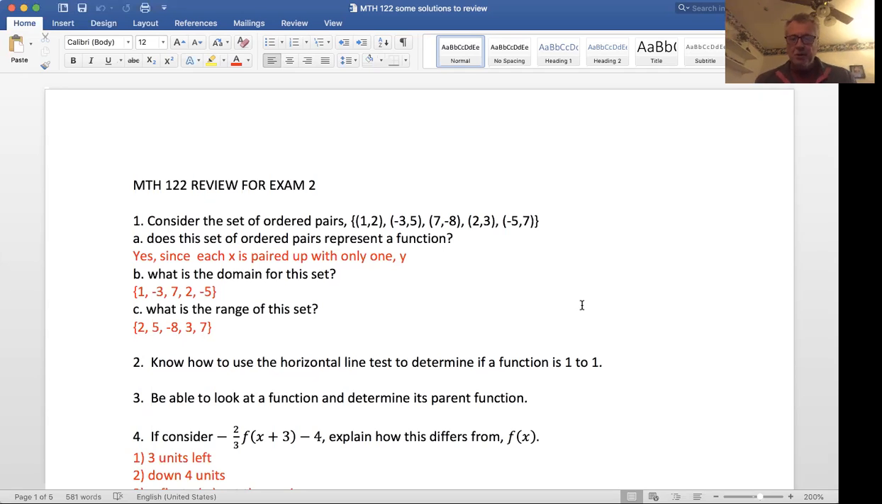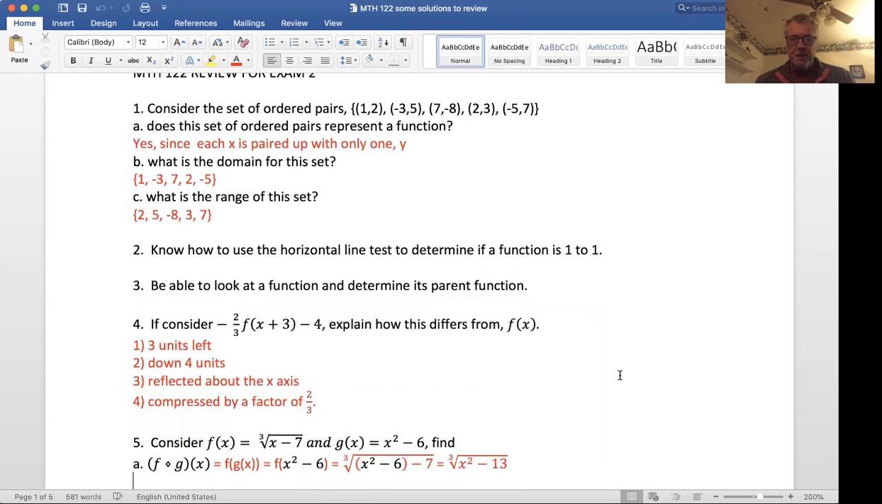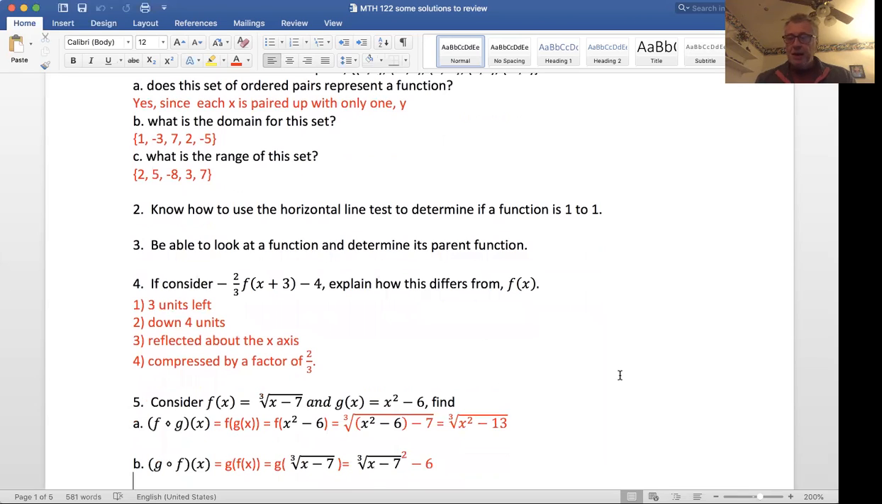You should also know how to do the horizontal line test for one-to-one. You have a graph. If any horizontal line crosses the function more than once, it is not one-to-one. If it crosses the graph only once everywhere, then it is one-to-one.